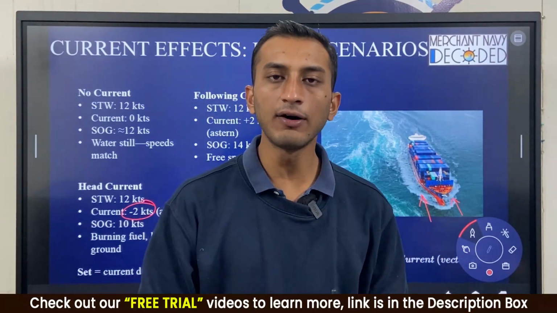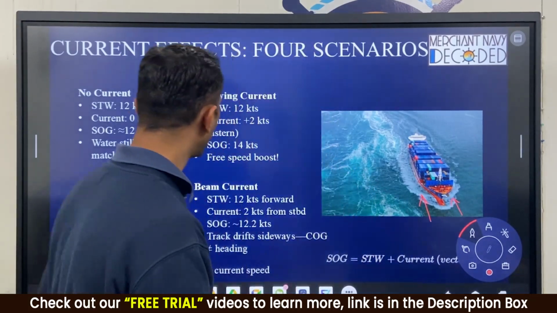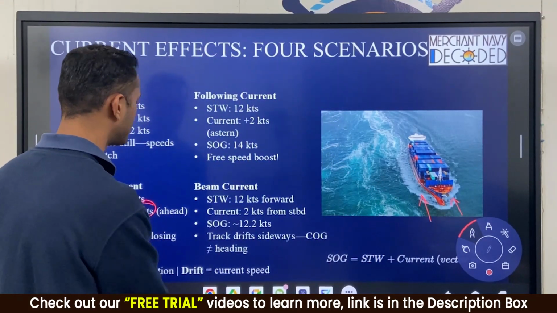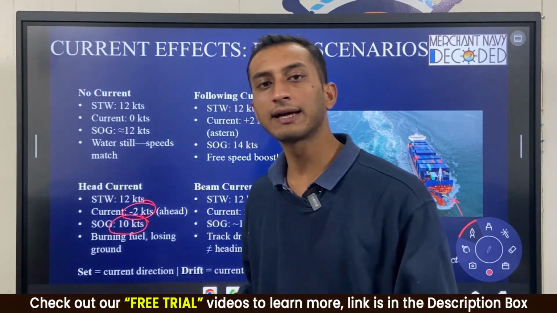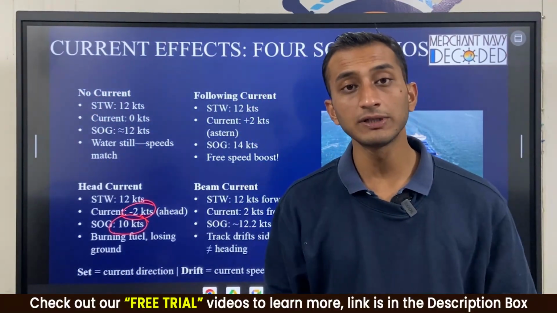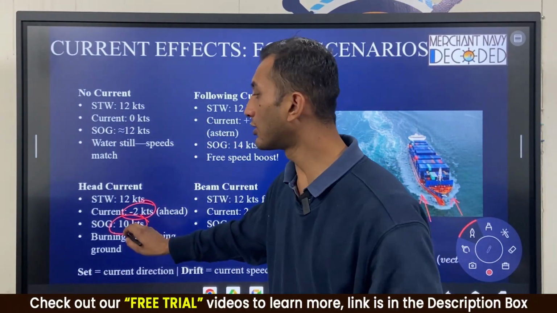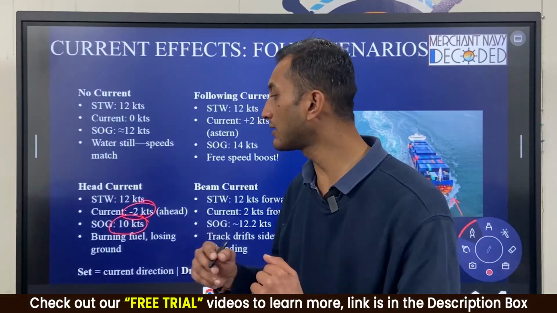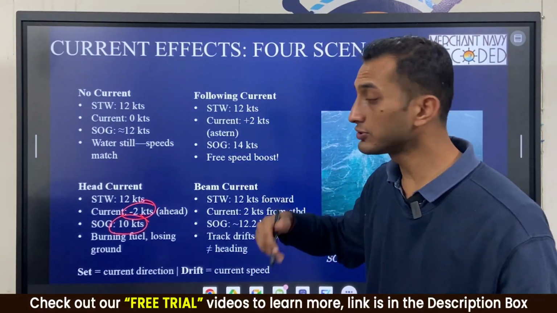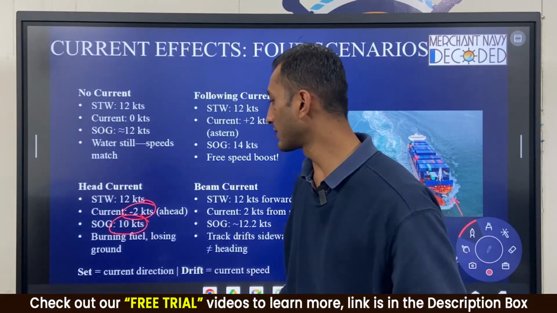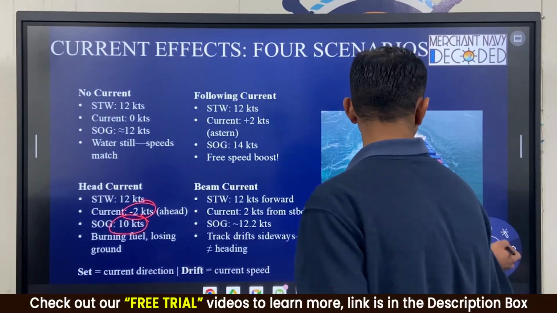It will decrease. Now our speed with relation to the ground will go down to 10 knots, because the current coming from ahead is 2 knots and the speed our ship is doing is 12 knots. So the SOG will come down to 10 knots. In this case we have a speed boost, but over here we are burning more and more fuel and losing ground.